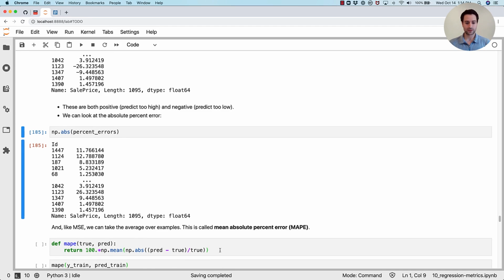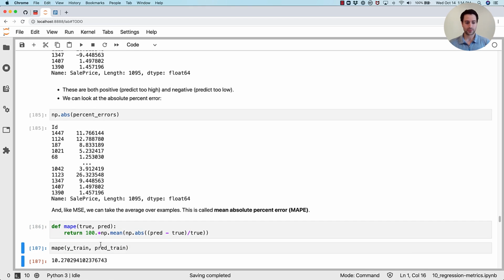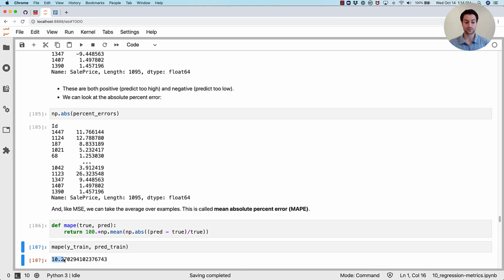And so we can have this mean absolute percent error, or MAPE. So this is what we had before, basically percent error with this 100. Then we take the absolute value, then we take the mean. And so here we can see our mean absolute percent error on the training set is 10%. And that's a really meaningful number. I think that's the most human readable error metric we've come up with so far.